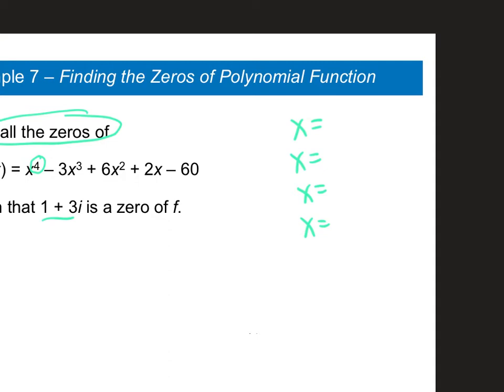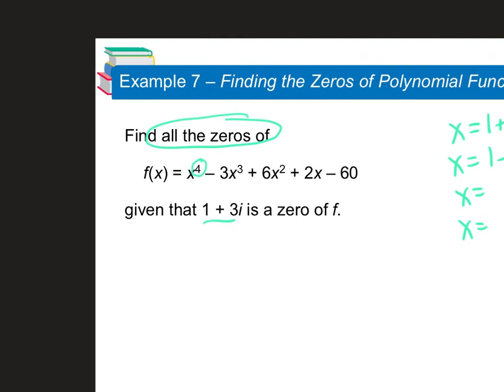So I know another one is 1 minus 3i. You always have to account for the conjugates. So what they're going to do in a situation like this is they're going to give you the imaginary ones, and you're going to work backwards to find the real ones. There are two steps you have to do. The first step is you are going to multiply the two zeros that they gave you together. So I have x equals 1 plus 3i, and I have x equals 1 minus 3i.